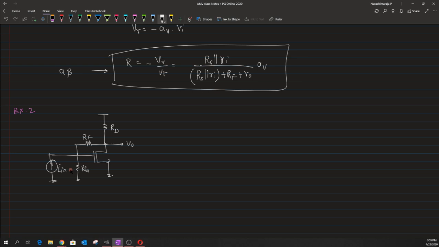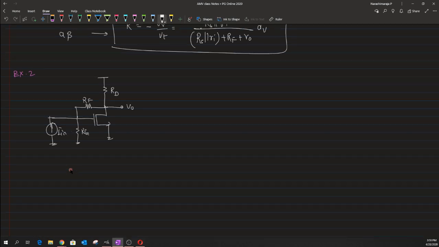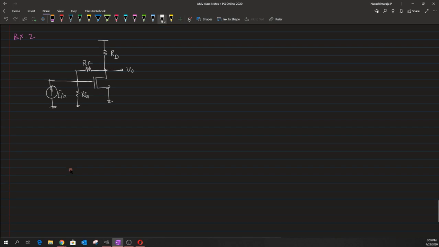So now one has to redraw the same circuit with the MOS transistor being replaced with a voltage controlled current source, right? So let me just try to do that. This is the second level of circuit, and we are trying to draw the small signal model of the circuit that has been drawn before.